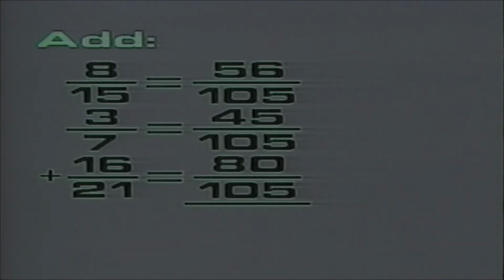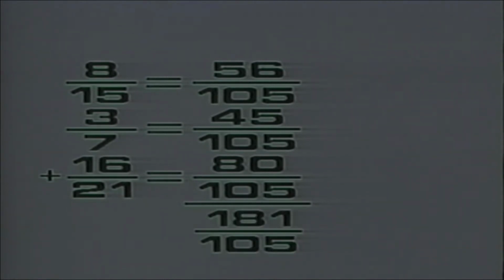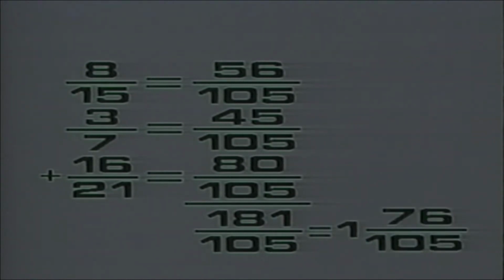Now, add the like fractions. The numerator is 56 plus 45 plus 80, which equals 181. The denominator is 105. If we change the improper fraction to a mixed number, the result is 1 and 76 over 105. Phew, those were strange numbers.